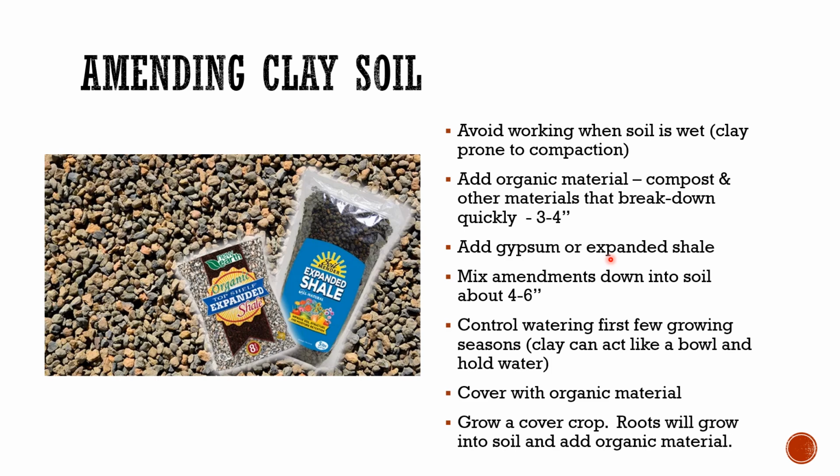The gypsum and expanded shell help to put air pockets into the soil and prevent the clay from clumping, but do be aware that it can be rather pricey. This was recommended pretty highly in our area for a while, but I think the cost has turned people off, and they'll start going more with the organic material. Now take these amendments and mix them down into the soil 4 to 6 inches. You're going to want to till it down to that depth initially. And then eventually, if you're going to do no-till, you won't be doing any tilling after that.